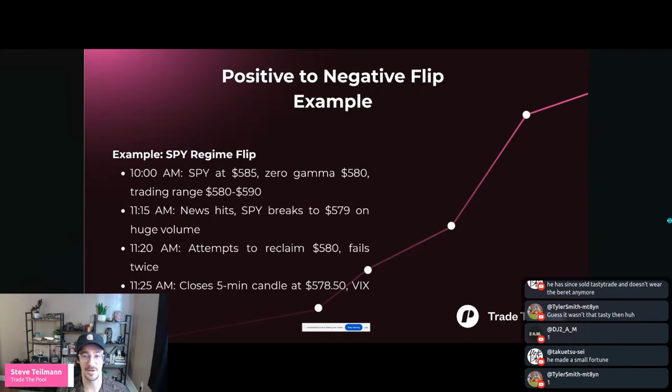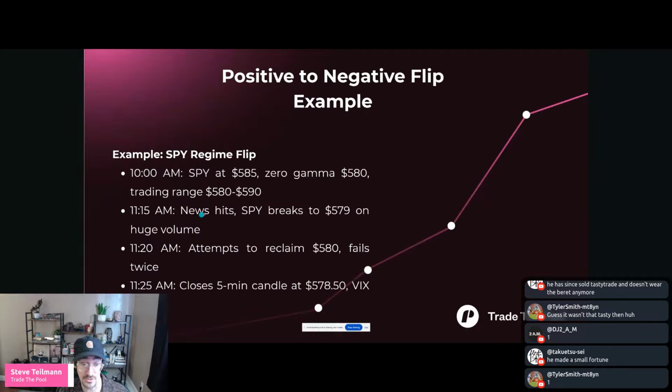So let's talk about an example of this positive and negative. Picture this. It is 10 a.m. SPY is trading at 585. The zero gamma is $5 below at 580. The trading range is 580 to 590. We're sitting in the middle of the range. We have good support at 580, $5 below. The call wall is 590. Speculative buyers think that we can get that high.